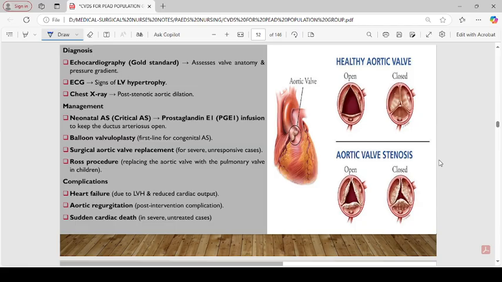Complications of aortic valve stenosis include heart failure due to left ventricular hypertrophy and reduced cardiac output. Aortic regurgitation, this is majorly a post-intervention complication. And in severe untreated cases, we could have sudden cardiac death, right?